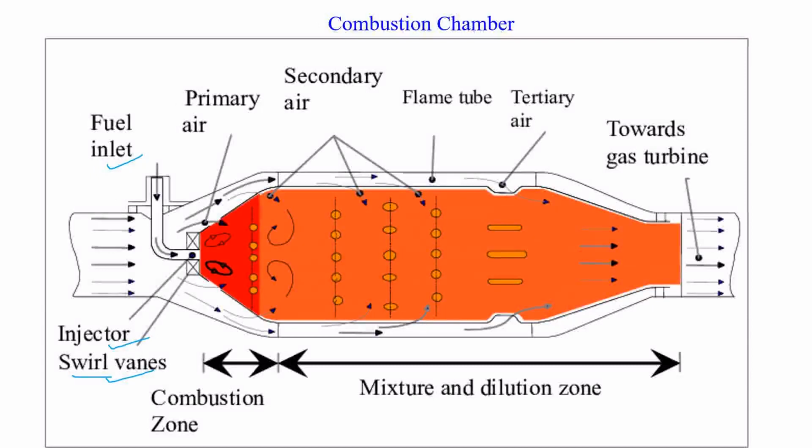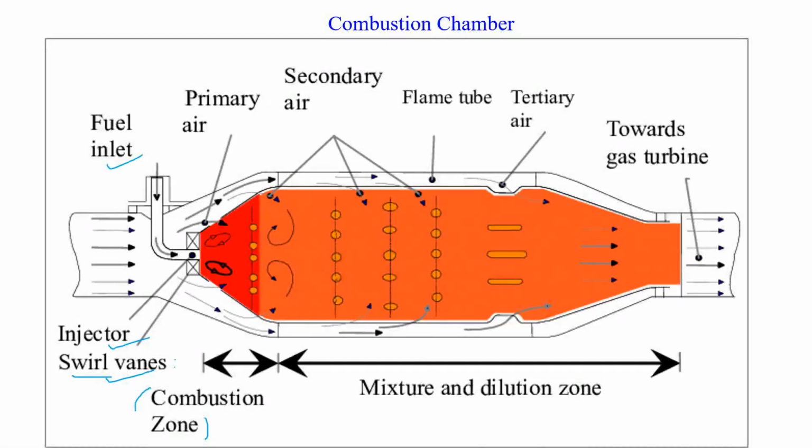Next, swirl vents. The main purpose of the swirl vents is to create the recirculation zone for properly mixing the air-fuel mixture in the primary zone of the combustion. This is the primary zone, or the combustion zone. Based on this recirculation, fuel and air properly mix and create the combustion. I mean it will properly burn in the combustion zone.